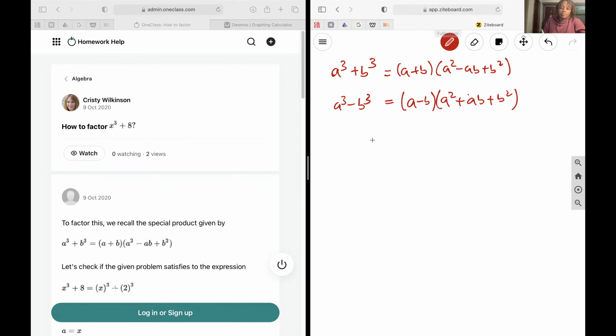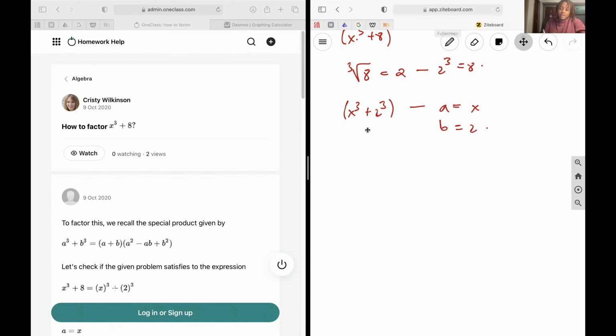So now I need to figure out what our a and b are. So we have x cubed plus 8, right? Now the cube root of 8 is going to be 2. So 2 cubed is equal to 8, which means we have x cubed plus 2 cubed, which means our a is x and our b is 2.